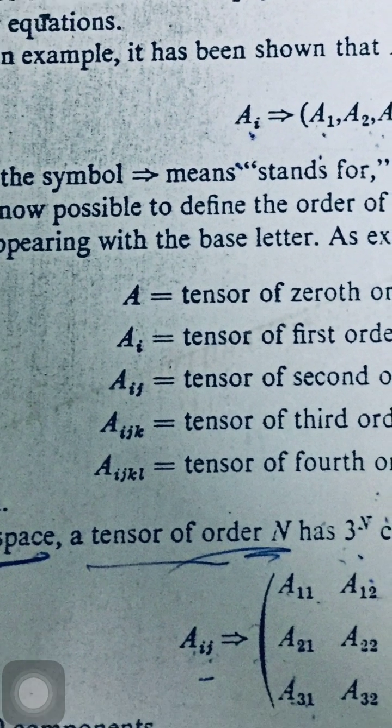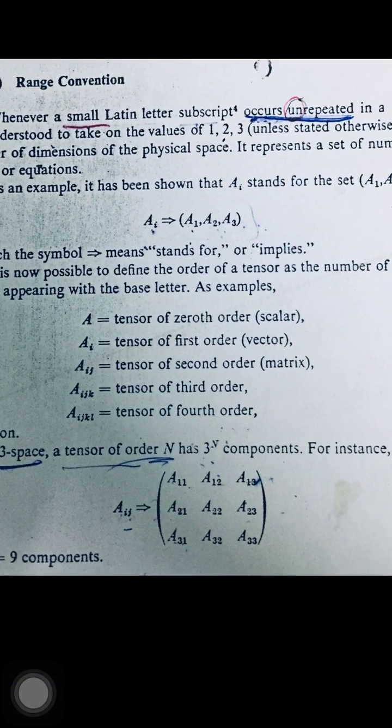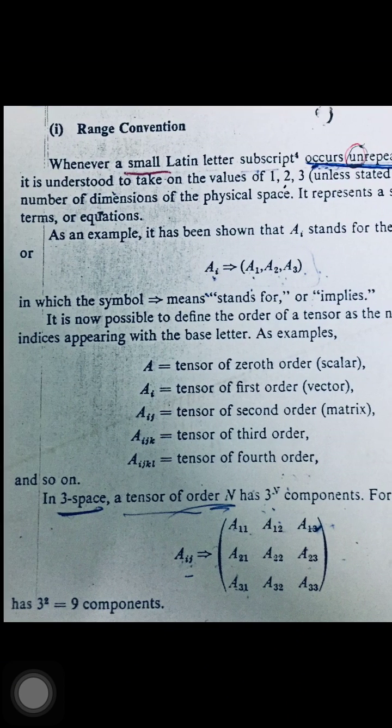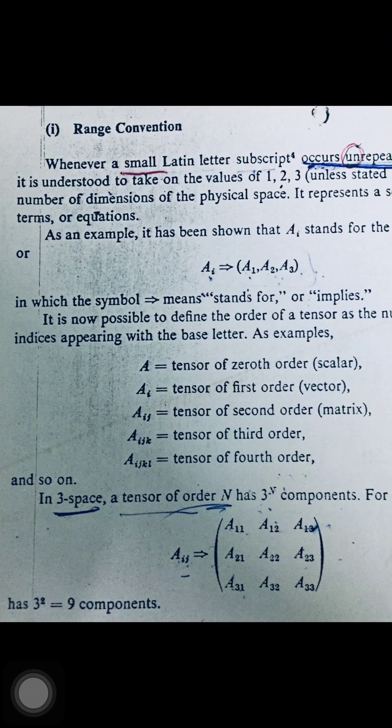Okay, so here the symbols we also use, we already studied in the first lecture. A is nothing but a tensor of order 0, that is known as a scalar. Ai is a tensor of first order, that is called a vector. Aij is a tensor of second order, that is called a matrix. Aijk is a tensor of third order, and Aijkl is a tensor of order 4, and so on. We can write up to order n, so it may extend up to ijklmn till we get order n.